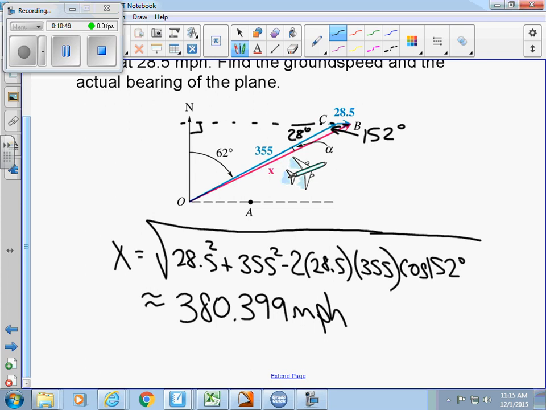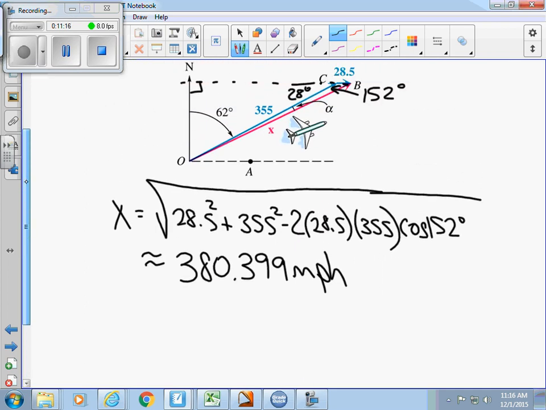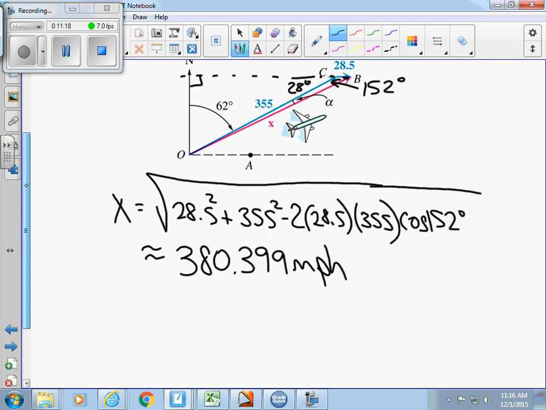Okay, now what do I need to find? Angle. And which angle would be beneficial to answer the very question? A little bitty tiny angle. Yes, I agree. Angle COB, angle O in the triangle. And so, how am I going to find that? Law of sines. Law of sines.